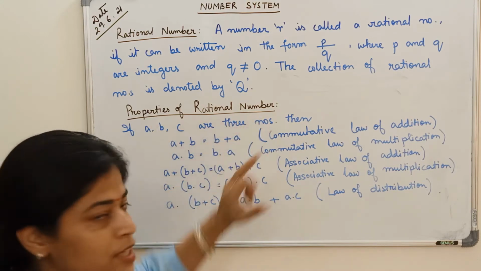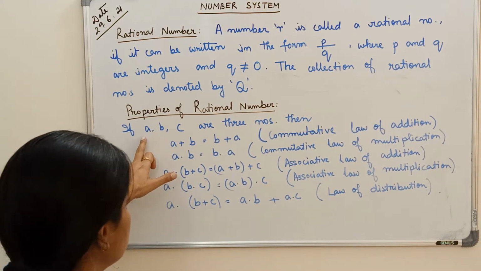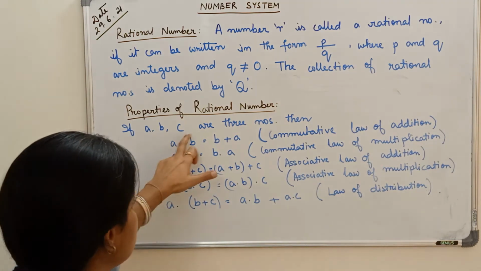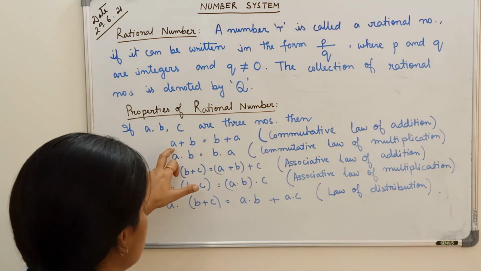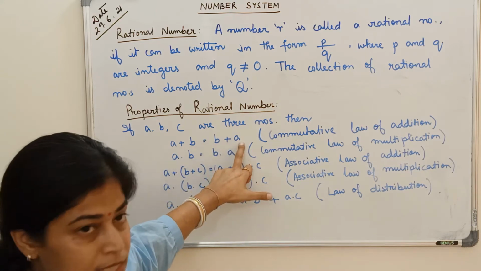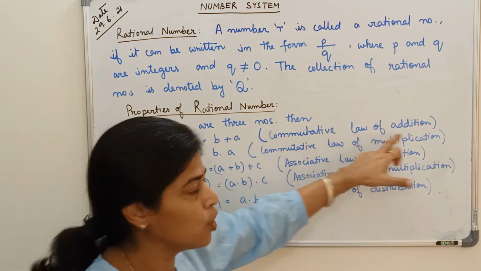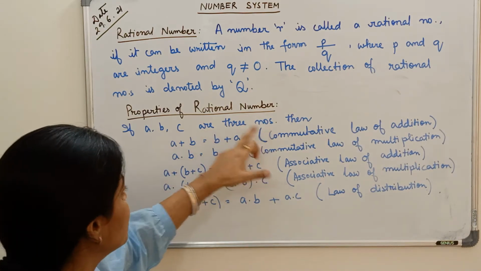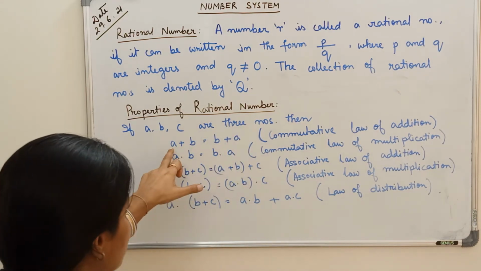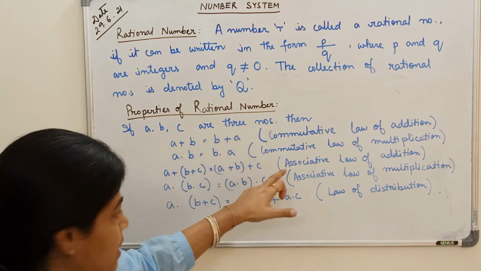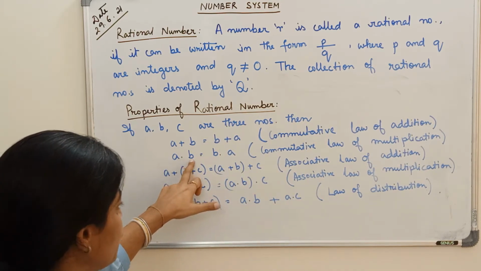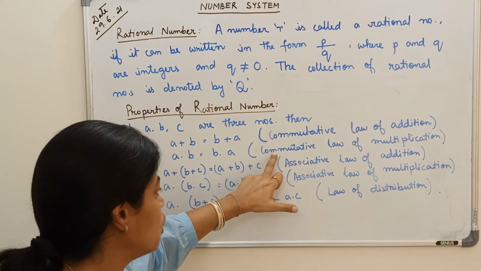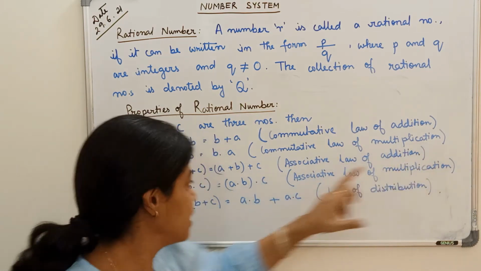Now, what are the properties of rational numbers? See, properties of rational numbers means if A, B, C are the three numbers, then A plus B is equal to B plus A. So, that is called commutative law of addition. And A into B is equal to B into A. This law is called commutative law of multiplication.